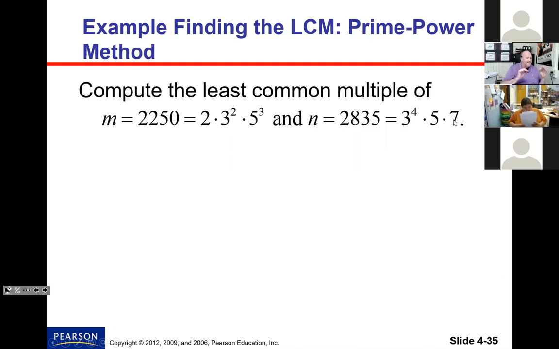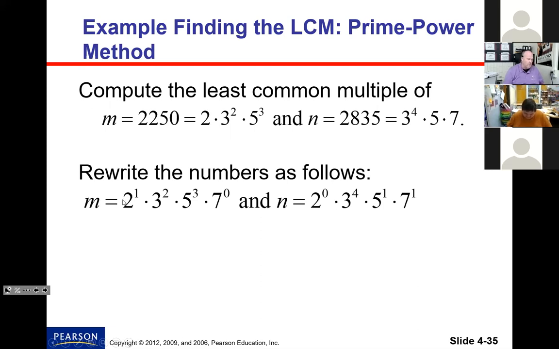Now, the next step is you've got to rewrite it so everything is in balance. So if you look in this first one, we have a 2, but there's no 2 in the second one. So that's why we need to add one. On our first one, it's a 2 to the 1, and in our second one, we have to add in that 2 to the 0, because that's just like multiplying by 1, and it doesn't change the number at all. Okay.